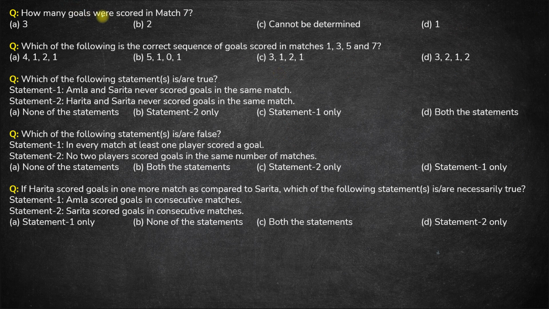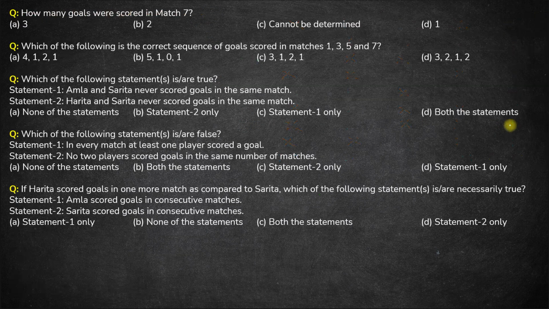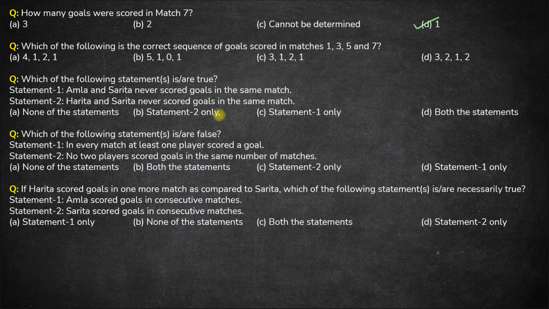First question, how many goals were scored in match 7? So in match 7, exactly 1 goal was scored. Option D is the right answer. Which of the following is the correct sequence of goals scored in match 1, 3, 5 and 7? So in match 1, 4 goals. In match 3, 1 goal. In match 5, 2 goals. And in match 7, 1 goal. So sequence is 4, 1, 2, 1. 4, 1, 2, 1 is option A.